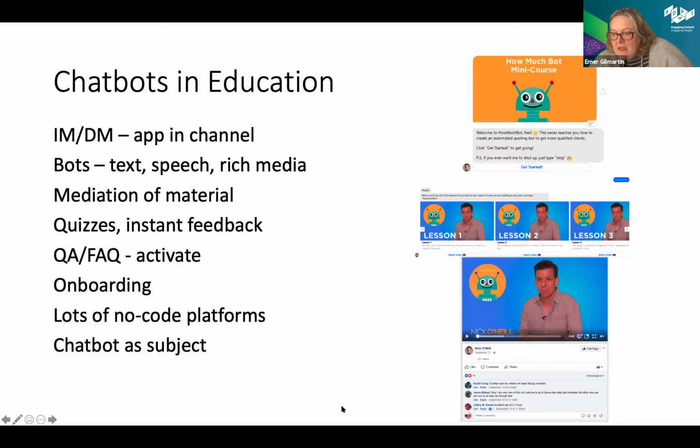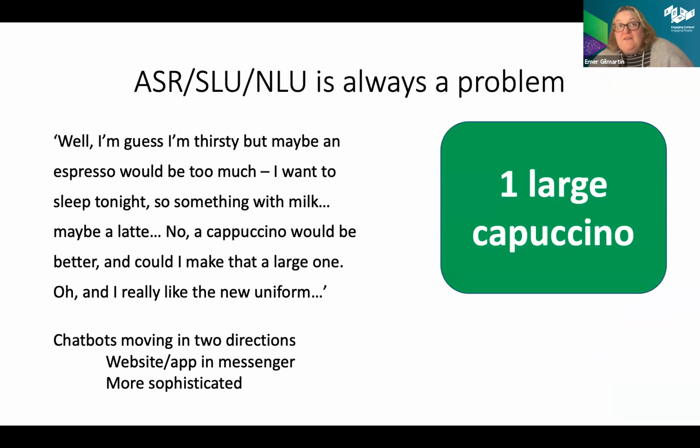Now, in terms of chatbots or any sort of education, ASR, spoken language understanding, natural language understanding is always a problem. So I'm seeing two things happening with chatbots. First of all, you've got this kind of, well, I'm thirsty, but maybe an espresso would be too much. I want to sleep tonight, so maybe something with milk, maybe a latte. No, cappuccino would be better. And could I make that a large one? Oh, and I really like the new uniform, which is perfectly plausible in Starbucks. And what the hell is wrong with the button in a situation like this? And that's where the chatbots are going.